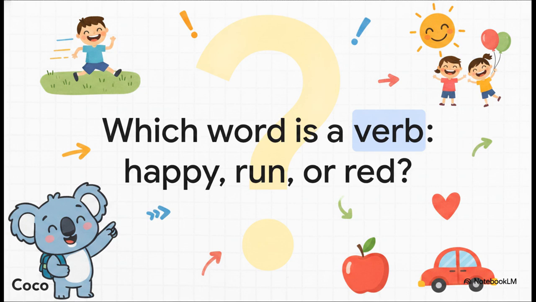Let's mix it up a bit. Which word all by itself is a verb? A, happy, B, run, or C, read? Think about which of these you can actually do. Did you pick B? Awesome, because you can't read someone, but you can definitely run. Run is the action word.